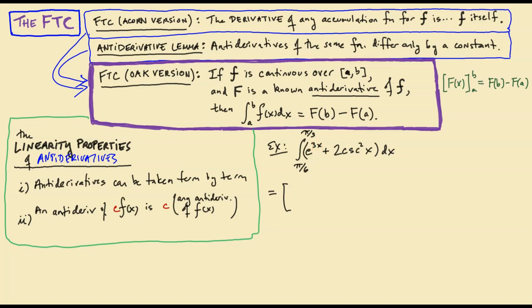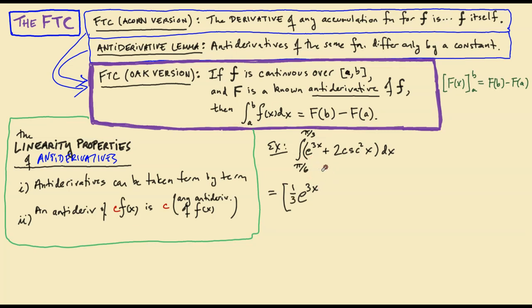So we know the antiderivative is going to be something like e to the 3x, but not quite, because if I take the derivative of this thing, I get e to the 3x times 3 because of the chain rule. Well, there's no 3 up here. So to balance that 3 out that I get by taking the derivative, of course, I have to put in a 1/3. Okay, good. So that's the antiderivative of the first term.